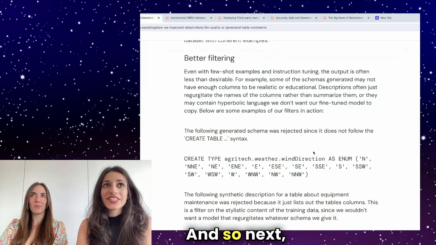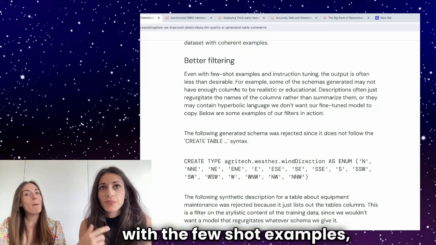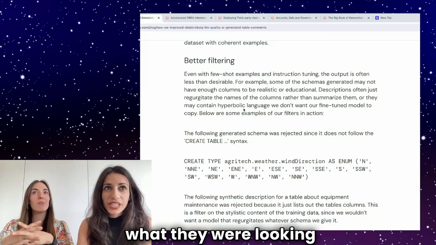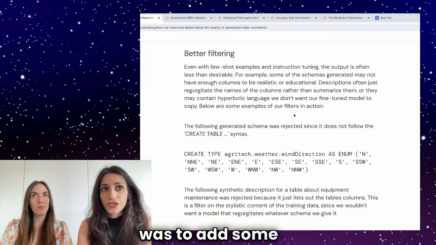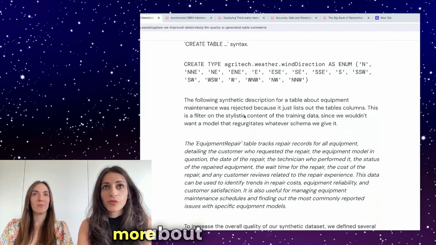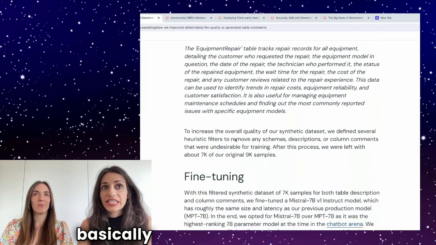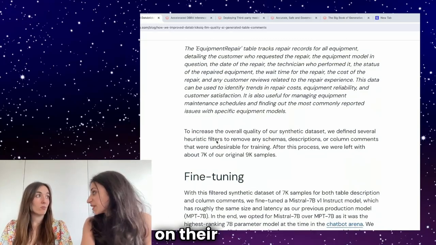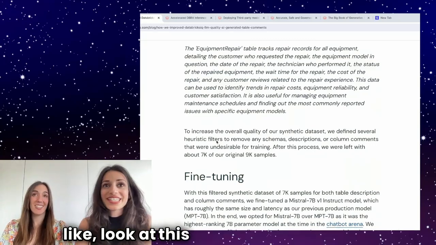And so next, even with the few-shot examples, sometimes the output was not exactly what they were looking for. And so what they did was to add some filters. Here they explain a bit more about how they did that. Having those heuristic filters is based on their experience. And I guess here you need a human to look at this.